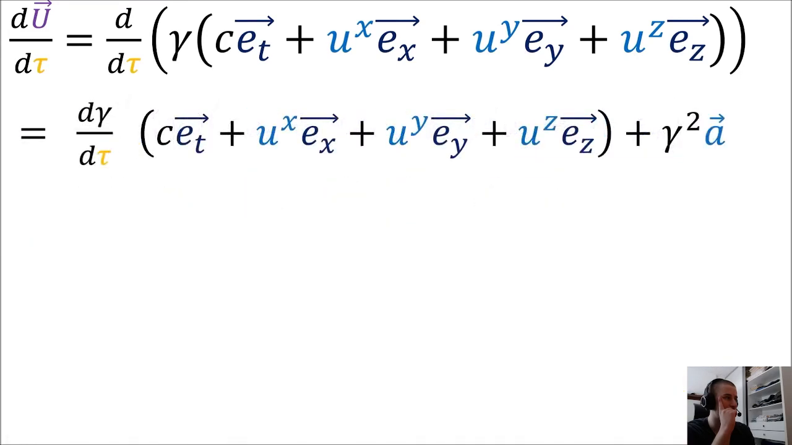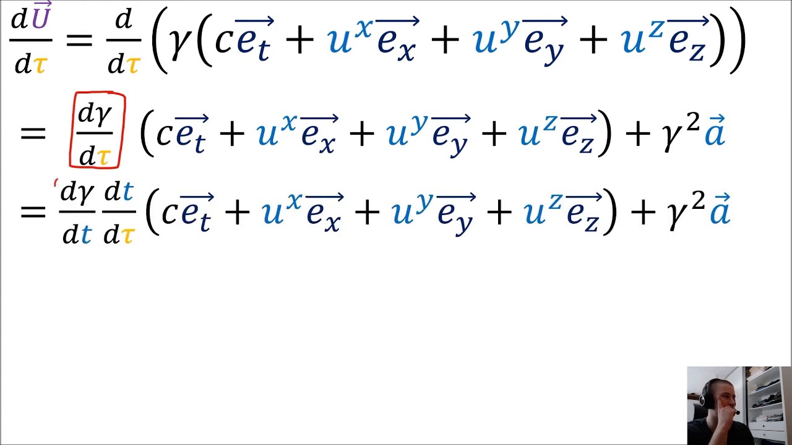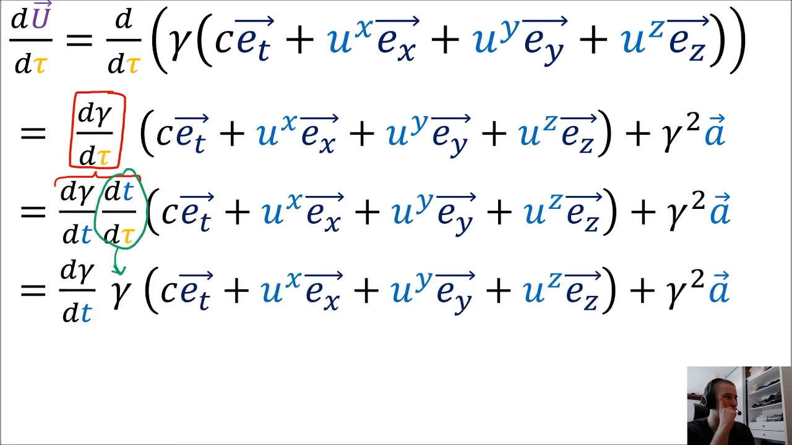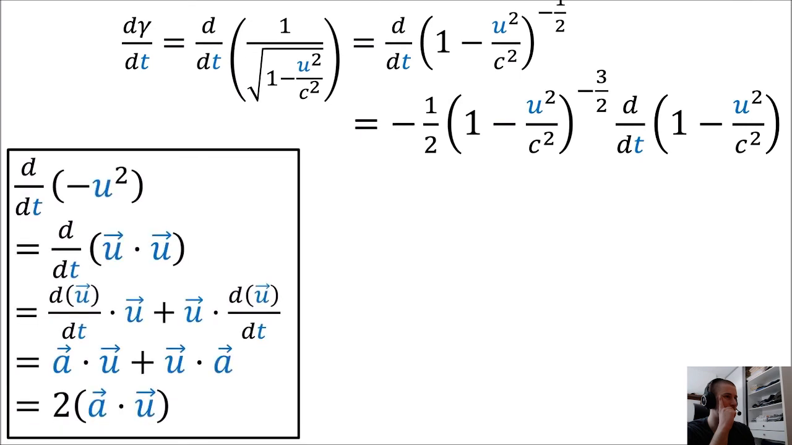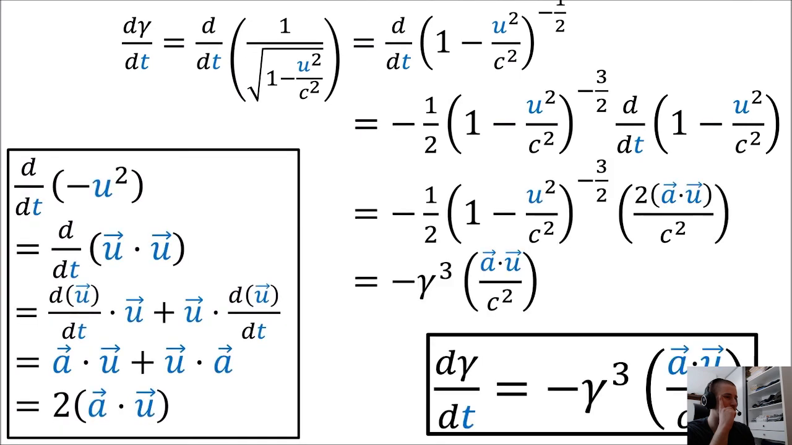For the other half of the product rule, the derivative of gamma with respect to tau can be changed to d gamma by dt times dt by d tau using the chain rule. And since this is just the definition of the 4-velocity again, the complete formula for 4-acceleration is d gamma by dt times big U plus gamma squared times little a. It can be shown using the chain rule that d gamma by dt is gamma cubed times little a dot little u all over c squared, with a minus sign in front.